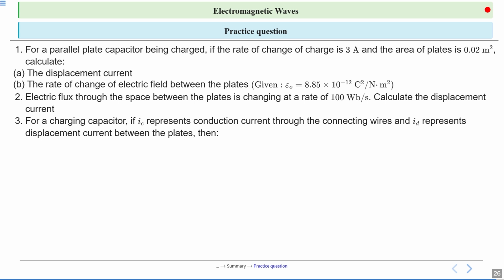For a charging capacitor, if IC represents the conduction current through the connecting wire and ID represents the displacement current between the plates, then is IC equal to ID, IC greater than ID, IC less than ID, or IC and ID are unrelated? Okay, so these are some practice questions you have to do yourself.